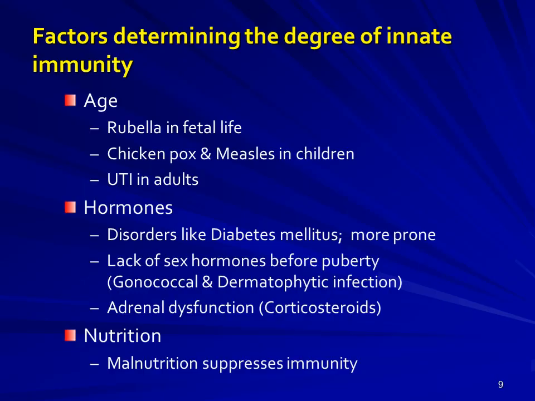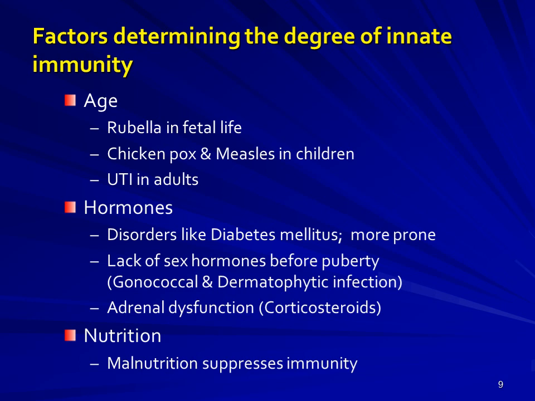And which are the factors determining the degree of innate immunity? The first one to be discussed in this list is age. If you see the age, rubella is common in fetal life because of the immature immune system, chickenpox and measles are common in children, and UTI is common in adults. So as the age advances, the immunological functions go on waning and decreasing. So adults are more prone to varieties of infections when compared to children.